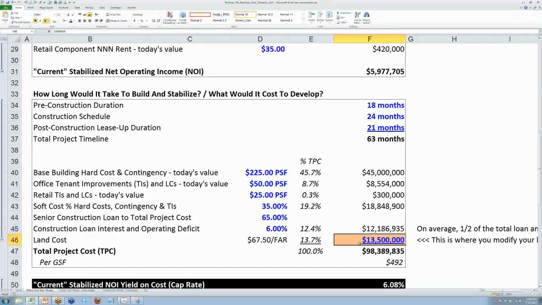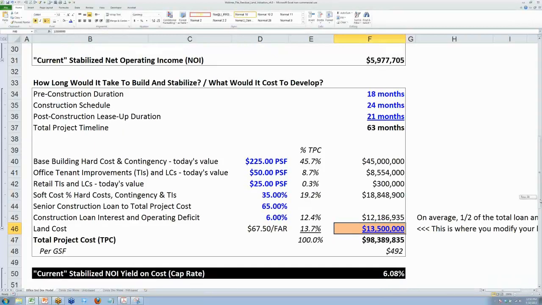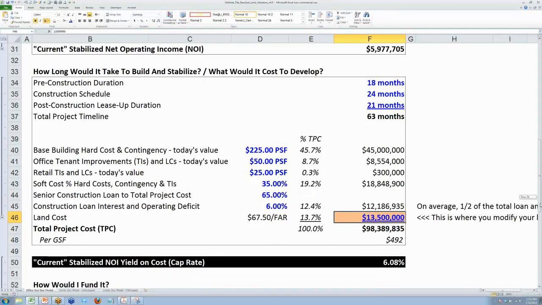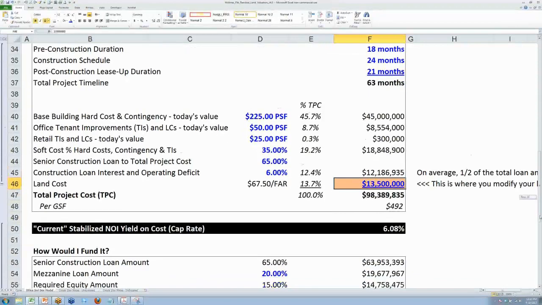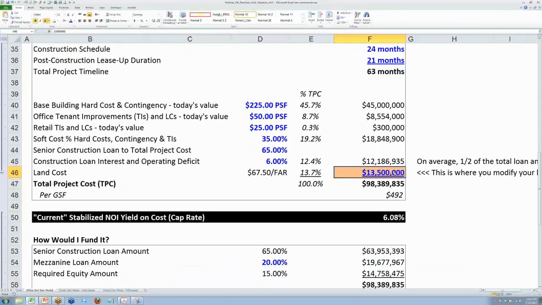And so next, we have an input for the land cost. And what we're going to do here, as we said, is we're going to include the land cost such that we can generate a return metric, and then from there we can modify the land cost to approach the targeted return amount. So let's just say that we're going to start out with a $13.5 million land cost.